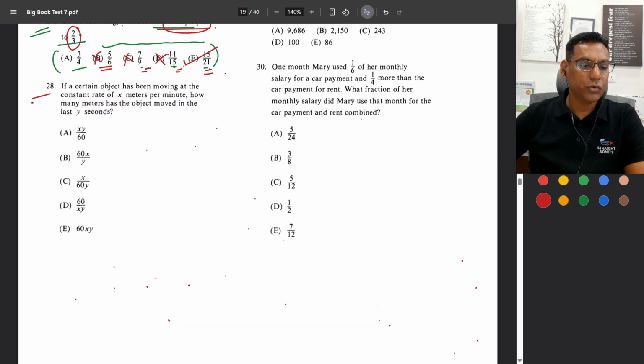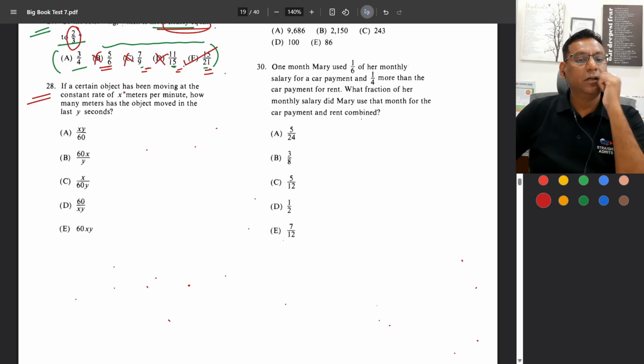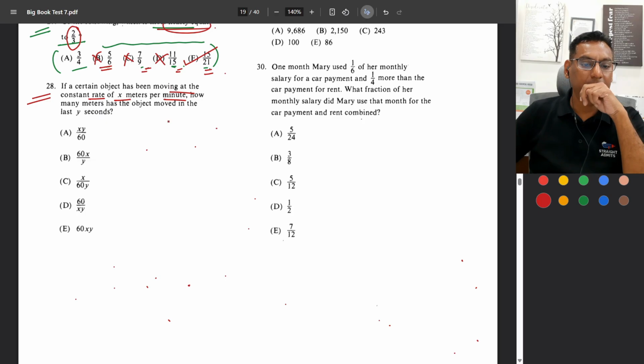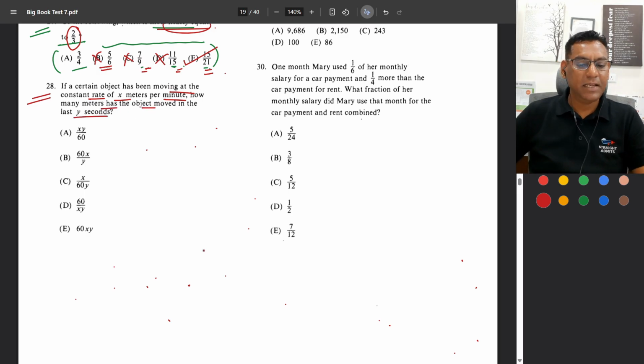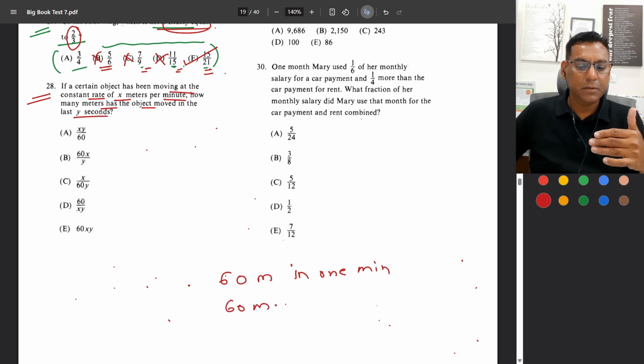Okay, let's look at question 28. If a certain object has been moving at the constant rate of x meters per minute, let's say, fine, I'll pick some number. How many meters has the object moved in y seconds? So they are playing something with minutes and seconds, so it makes sense for me to say x is equal to 60. So it is moving 60 meters in 1 minute, that means 60 meters in 60 seconds. That means 1 meter in 1 second.